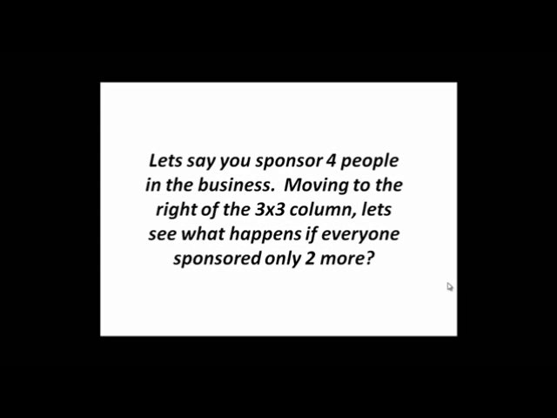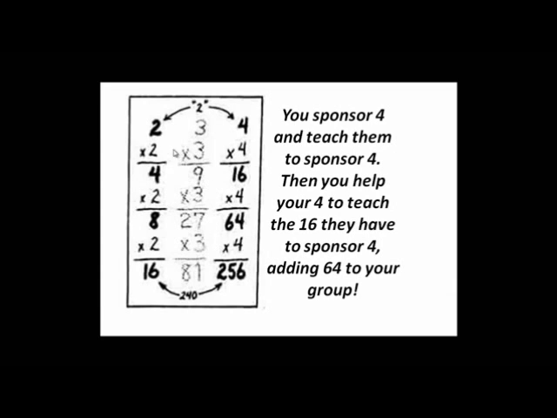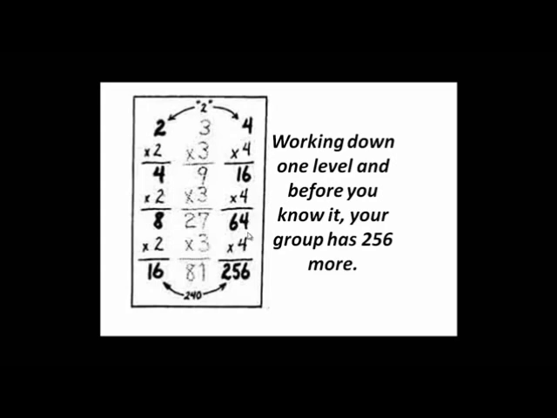It gets better. Let's say you sponsor 4 people in the business. Moving to the right of the 3 times 3 column, let's see what happens if everyone sponsored only 2 more people. So you sponsor 4, you teach them to sponsor 4, then you help your 4 to teach the 16 they have to sponsor 4, adding 64 to your group, and it's pretty amazing. Working down one level, before you know it, your group has 256 more people.